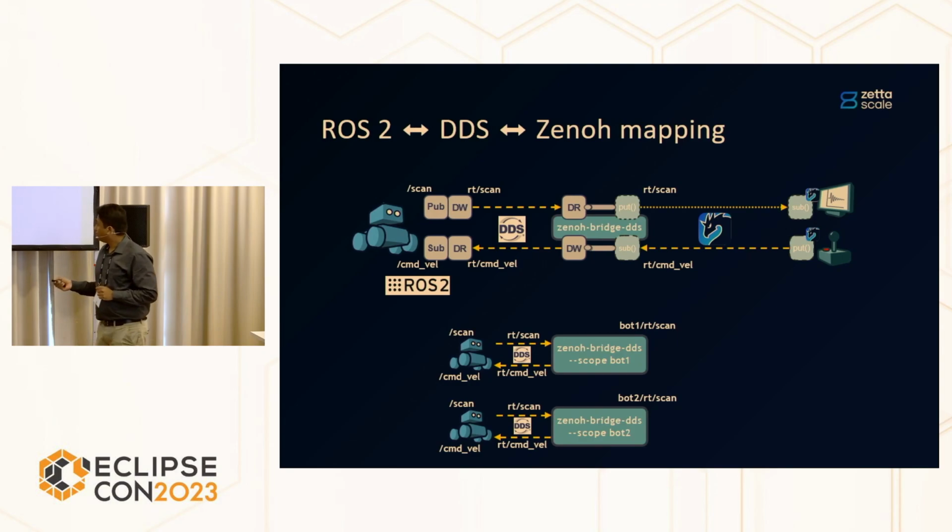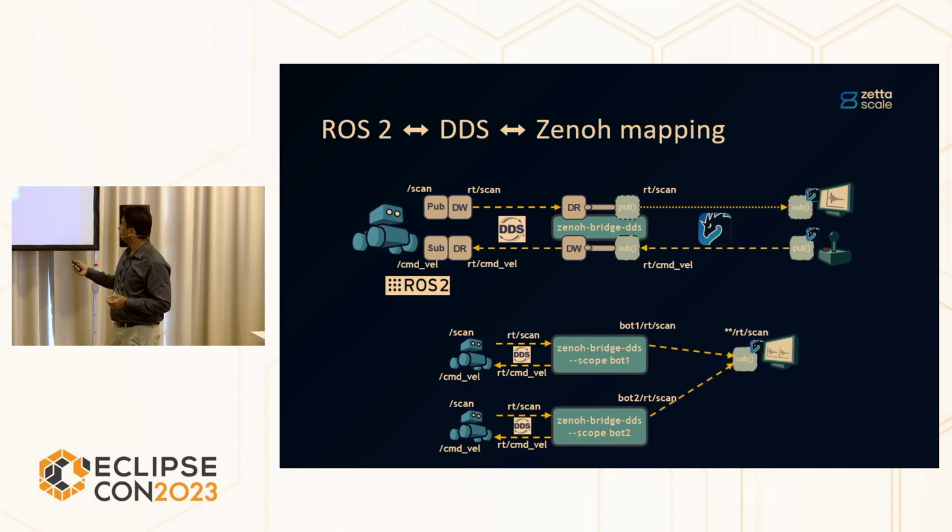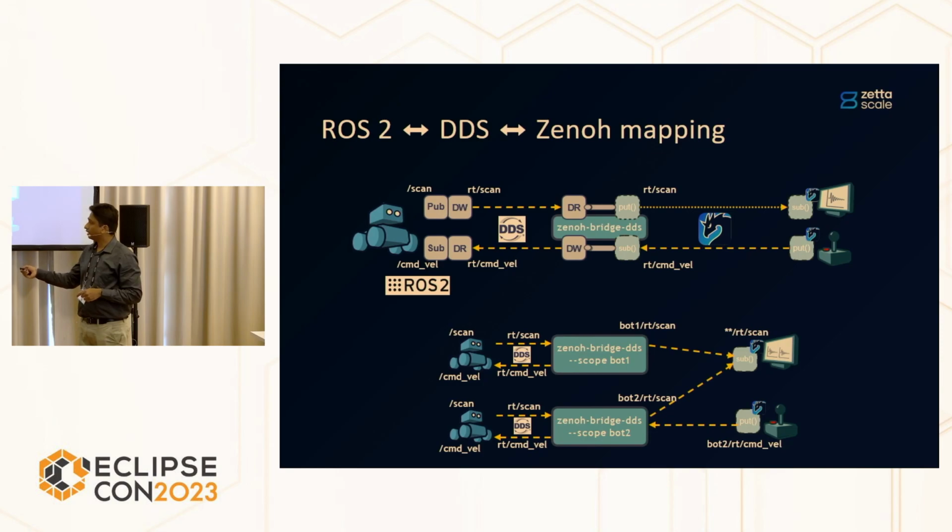Similarly, if you have multiple applications on the DDS side publishing to the same topic, then you can use a scoping mechanism on the bridge. For instance here, the scoping parameter is bot1, so it prefixes the topic with bot1. For the next one as bot2, so they appear as two different topics. And by using the wildcard option on the Zenoh subscriber, you can get the data from both the topics. And when you want to publish to a given application, you just publish on the Zenoh. It gets to the respective bridge, and it strips off the prefix and sends it onto the DDS. Simple as that.